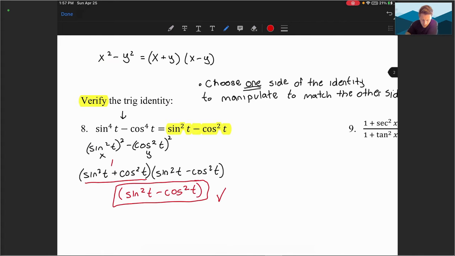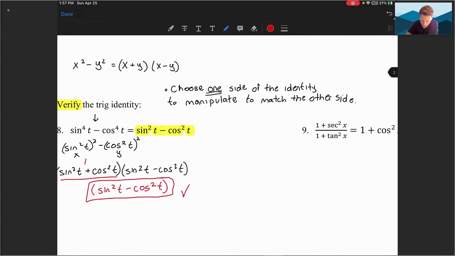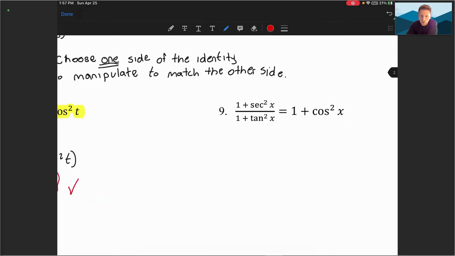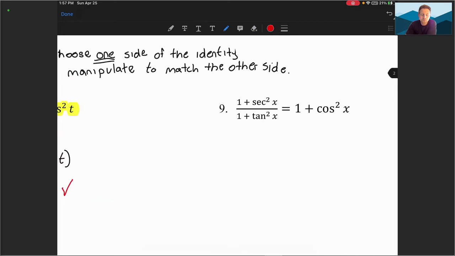So let's take a look at another identity on number 9 and see if we can work our way through this one. So we have 1 plus secant squared x divided by 1 plus tangent squared of x is equal to 1 plus cosine squared x. So it looks like we're going to be using some Pythagorean theorem identities along the way here.